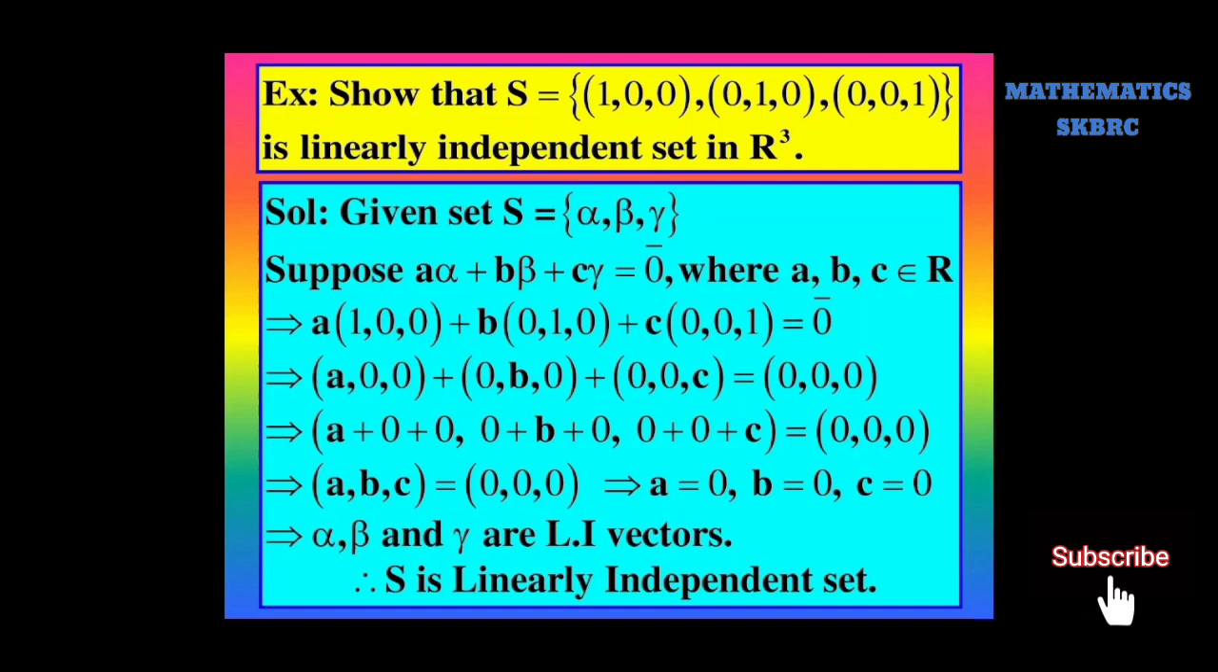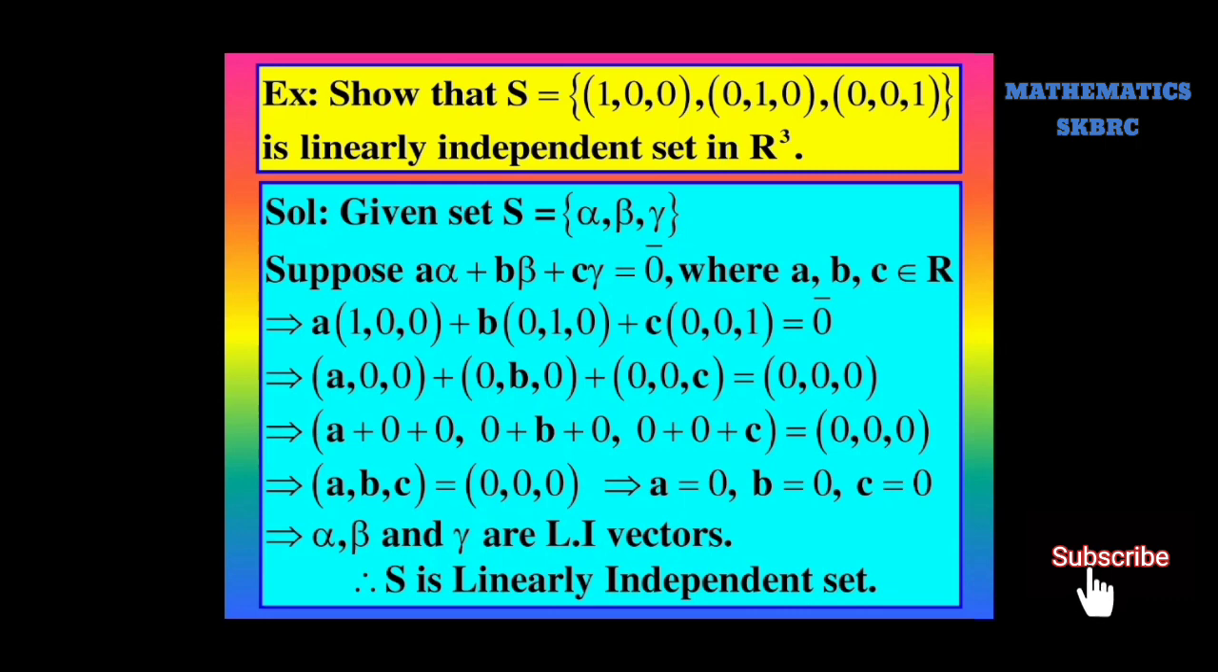We prove that S is a linearly independent set. First we take the linear combination A alpha plus B beta plus C gamma equal to 0 bar, where A, B, C are scalars belonging to R. That gives A into (1, 0, 0) plus B into (0, 1, 0) plus C into (0, 0, 1) equal to 0 bar. By using scalar multiplication and addition of vectors, (A, 0, 0) plus (0, B, 0) plus (0, 0, C) equal to 0 bar, which is a vector in 3-dimensional space, that is (0, 0, 0).